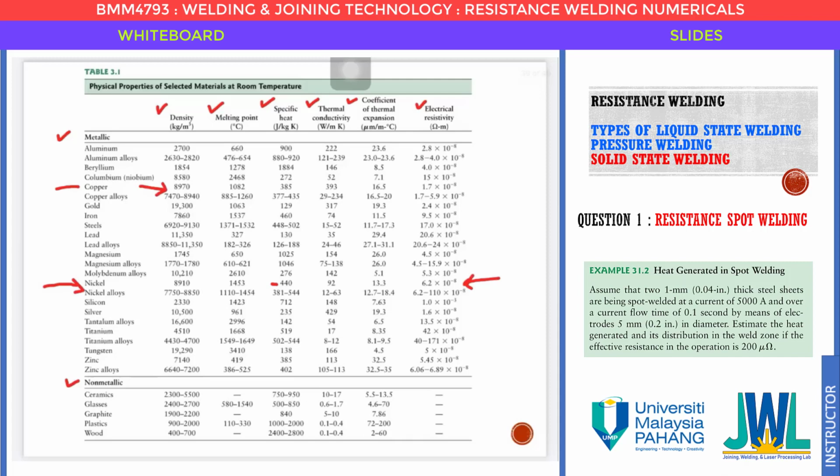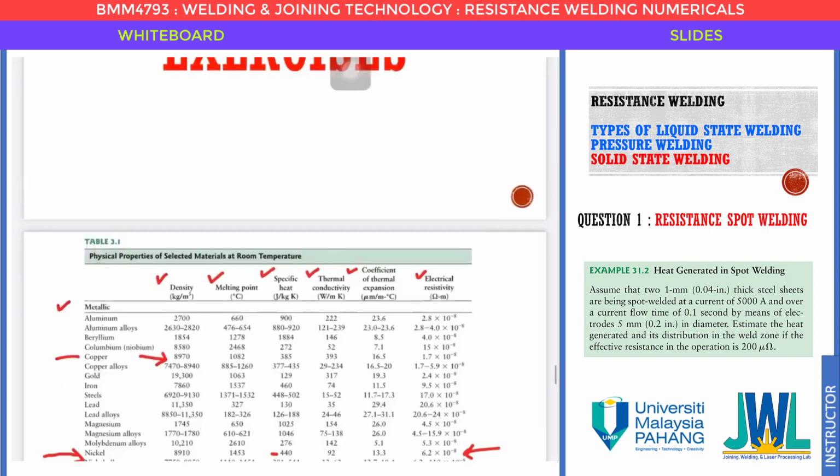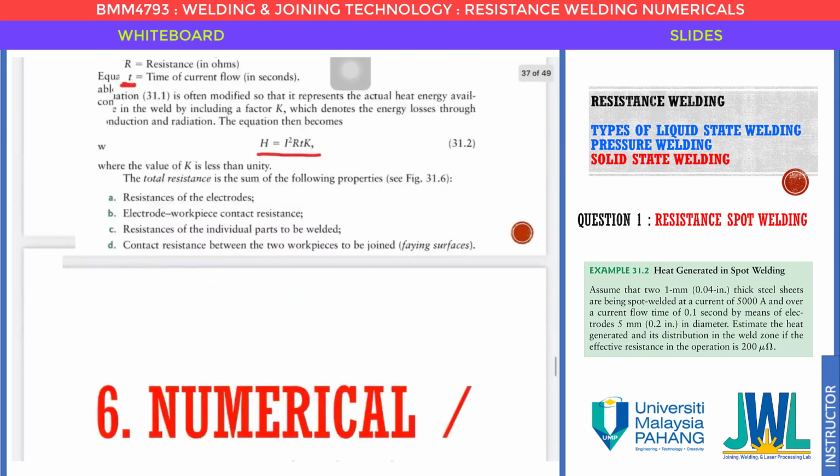So in the question I can ask something related to density, then you have to get the values from this table. So let's solve one numerical and then we will understand what I'm talking about.